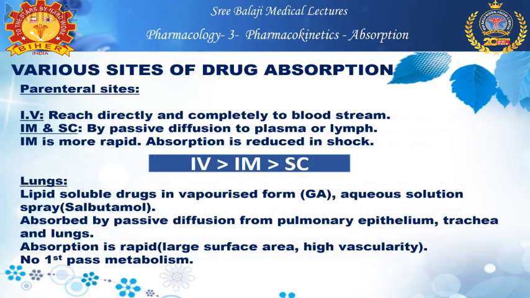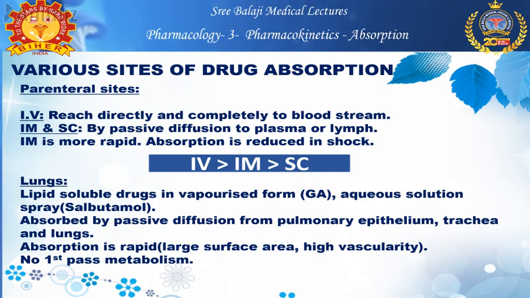Now the other routes, like parenteral sites. You have learned about the routes of administration. When you give a drug through a parenteral site, that is the intravenous route, the drug goes directly into the bloodstream. So 100% of the drug will reach your circulation and be available for use. Then with the intramuscular and subcutaneous routes, by passive diffusion from the intramuscular or subcutaneous tissue, the drug will enter the plasma or lymphatic system.